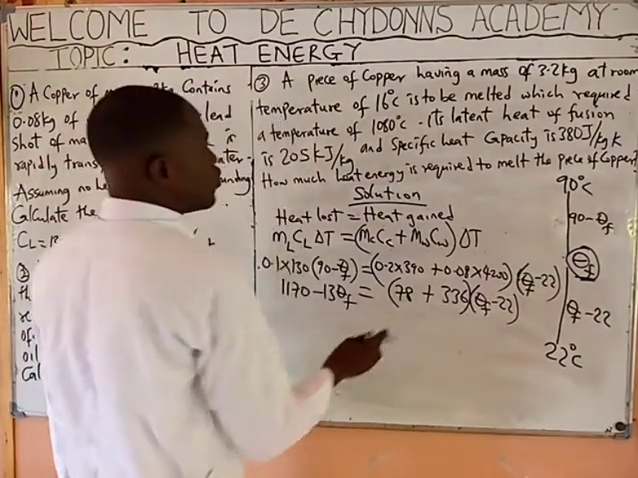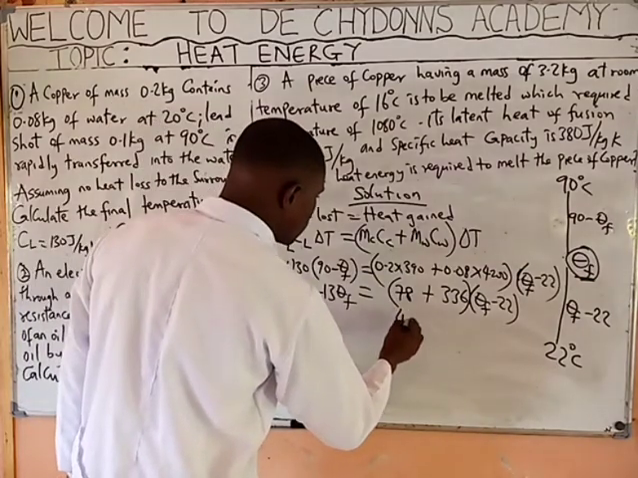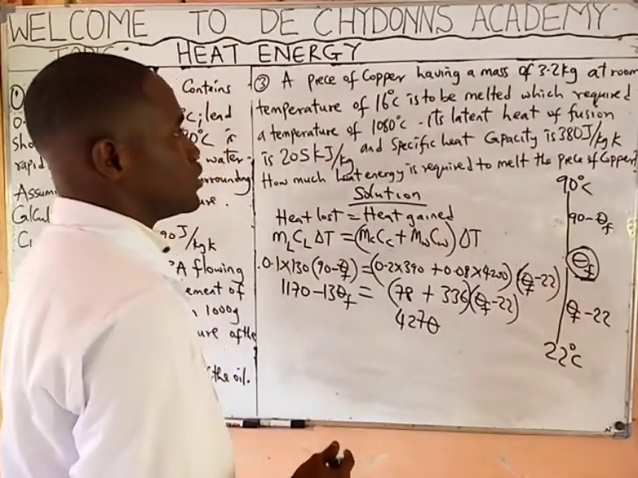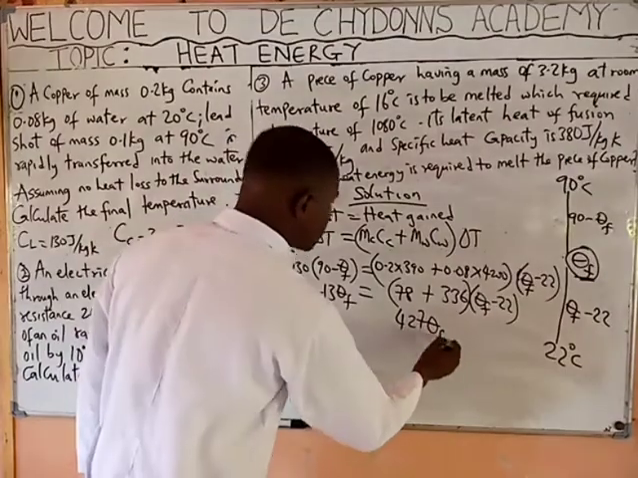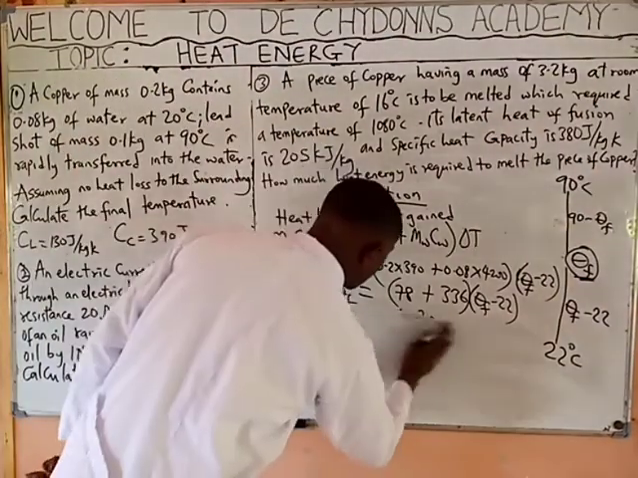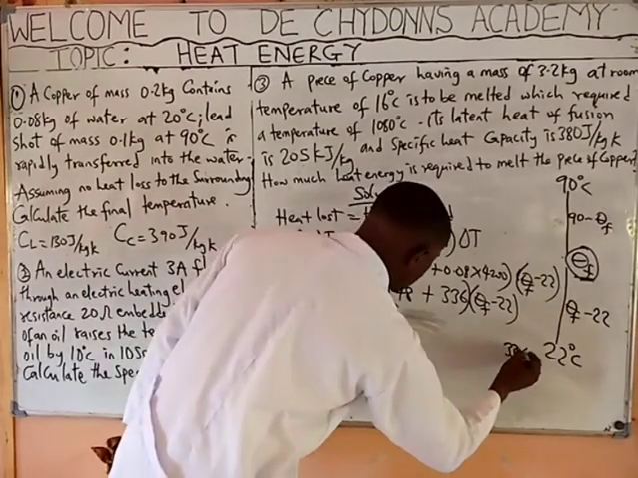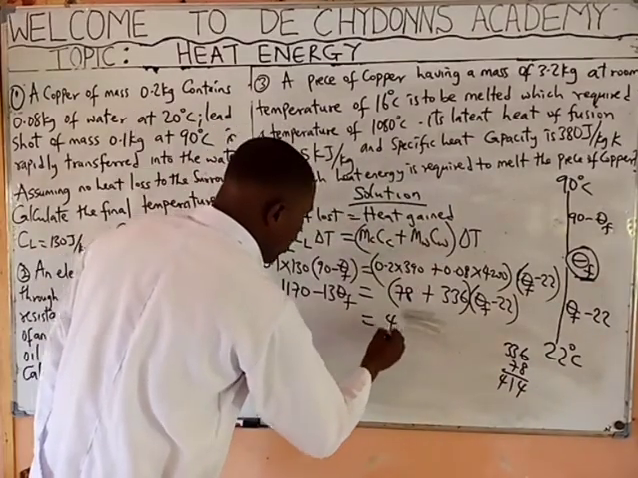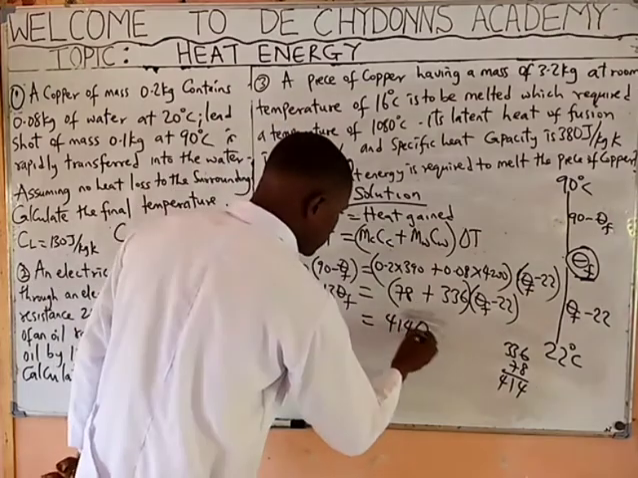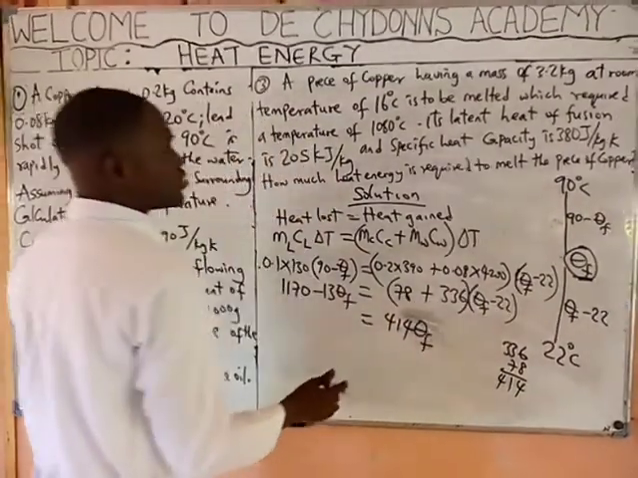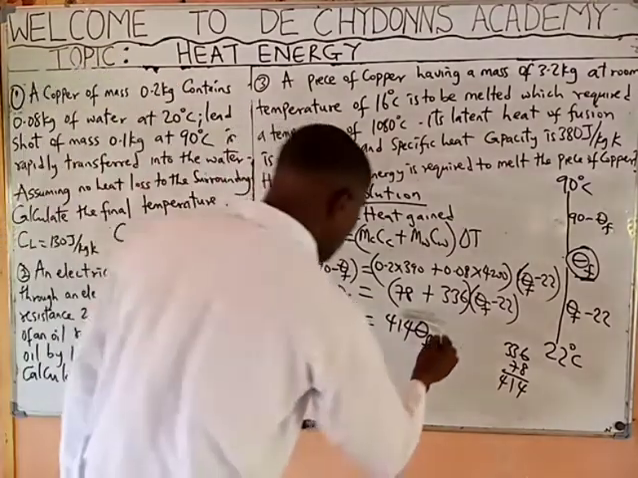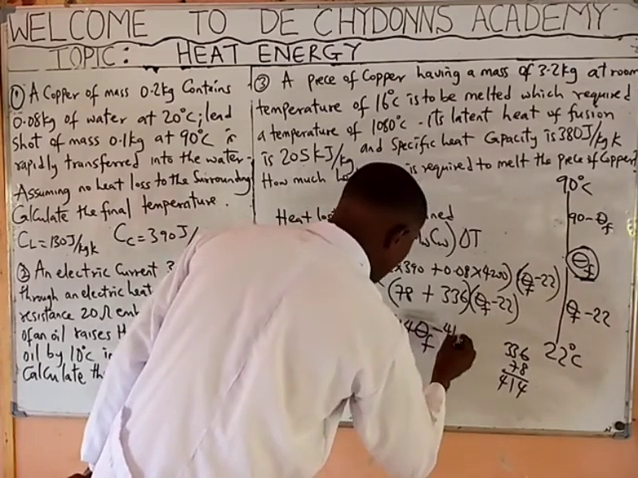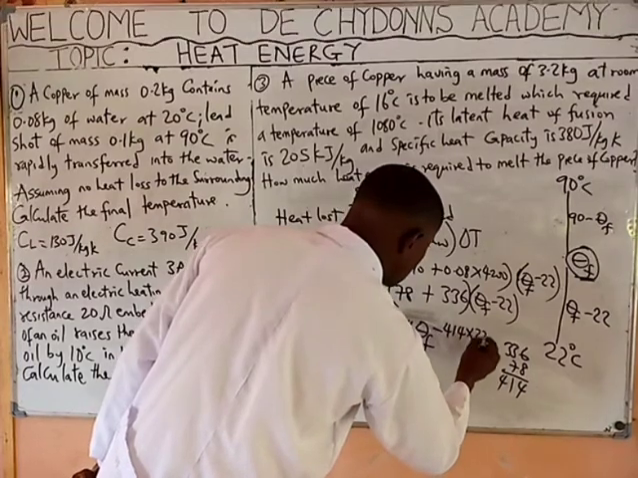Now this plus this will be giving us 427 theta F. This plus this will give us 414 theta F. Then this times this will also give us minus 414 times 22.